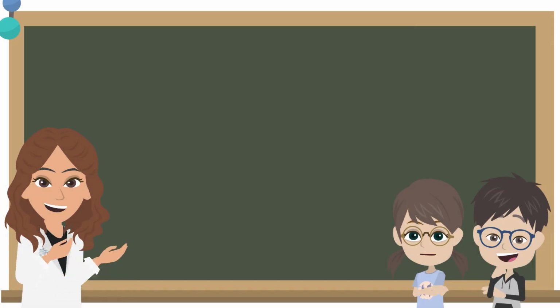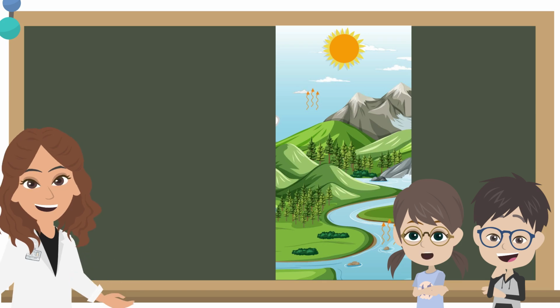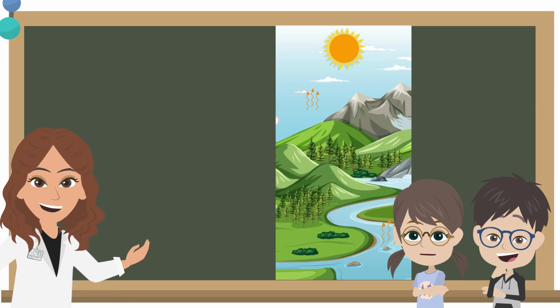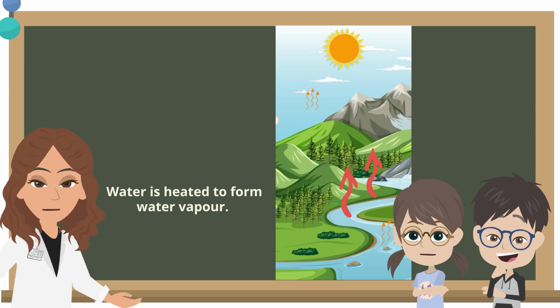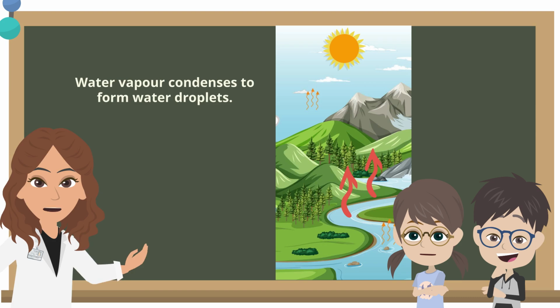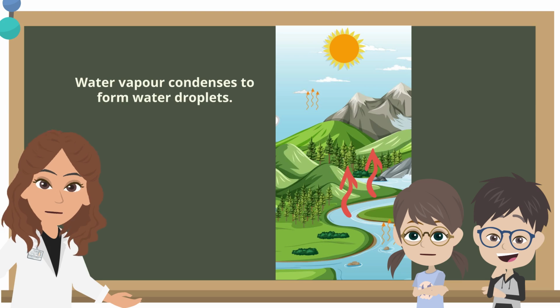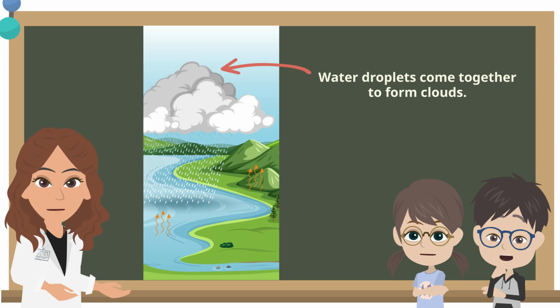I know. The warm water in the experiment actually represents water that has been heated by the sun. Yes, when water is heated, it evaporates to form water vapor. The water vapor then rises high up into the air where it cools and condenses to form water droplets. When the water droplets come together, they form clouds.